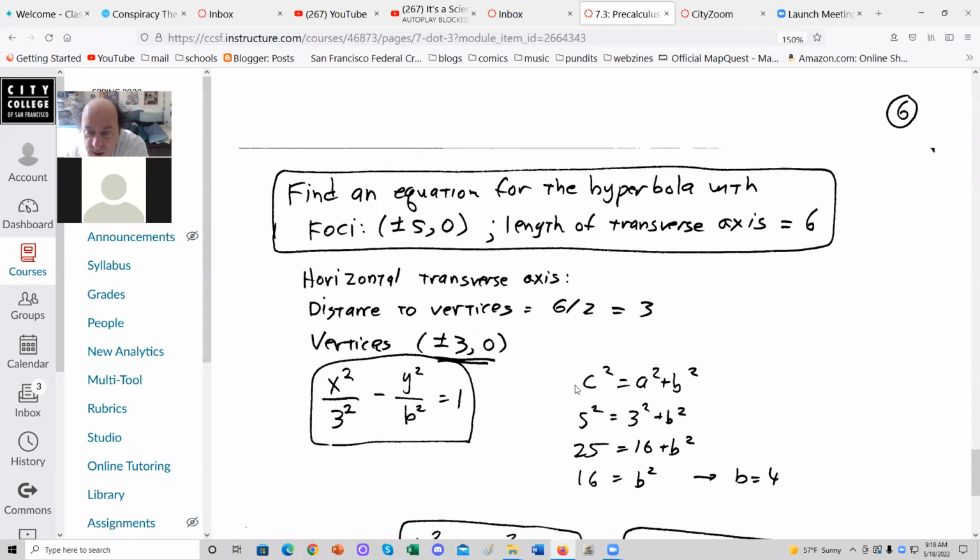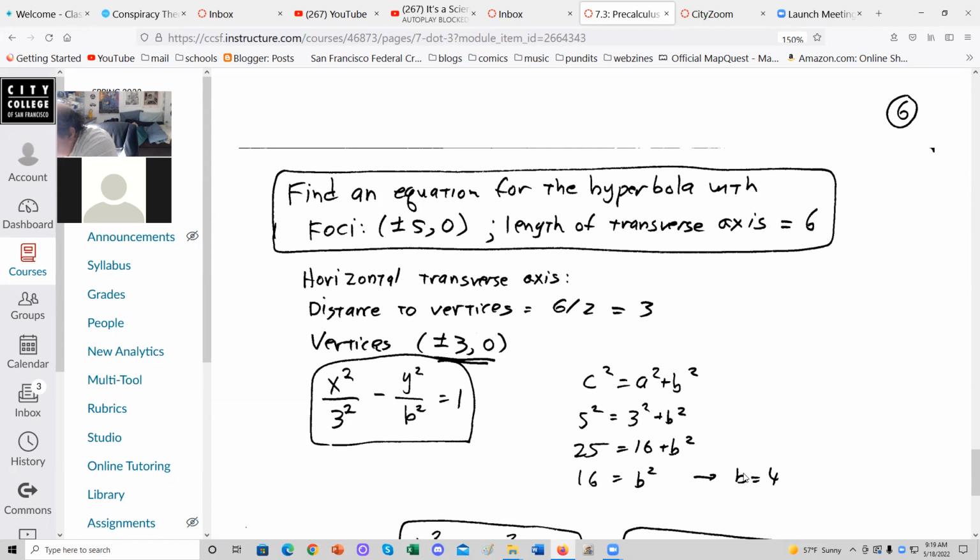Well, c squared is a squared plus b squared, and we now know that c equals 5. 5 squared equals 3 squared plus b squared. So after a little bit of work, 25 equals 16 plus b. Oh my goodness. This is a mistake. Oh dear. This should be b squared equals 9, 25 minus 16. So b is 3, not 4. My mistake. I definitely erred on that one.